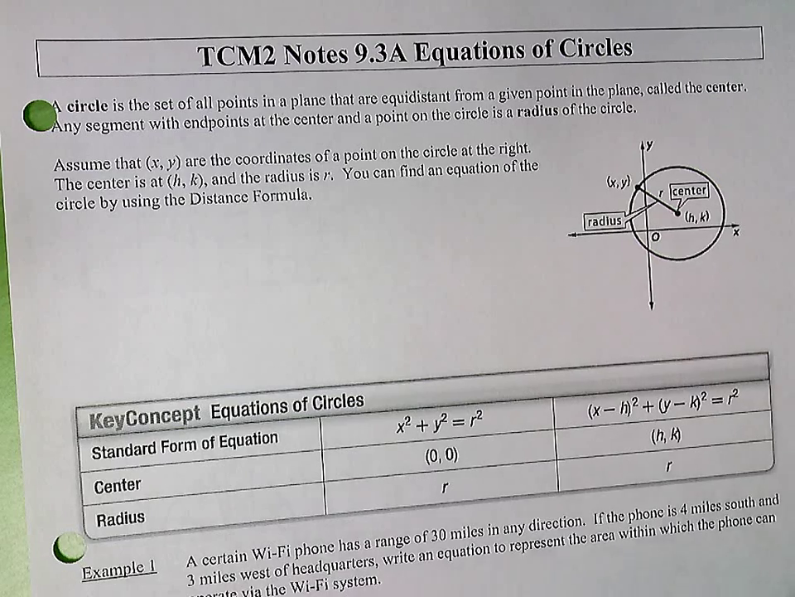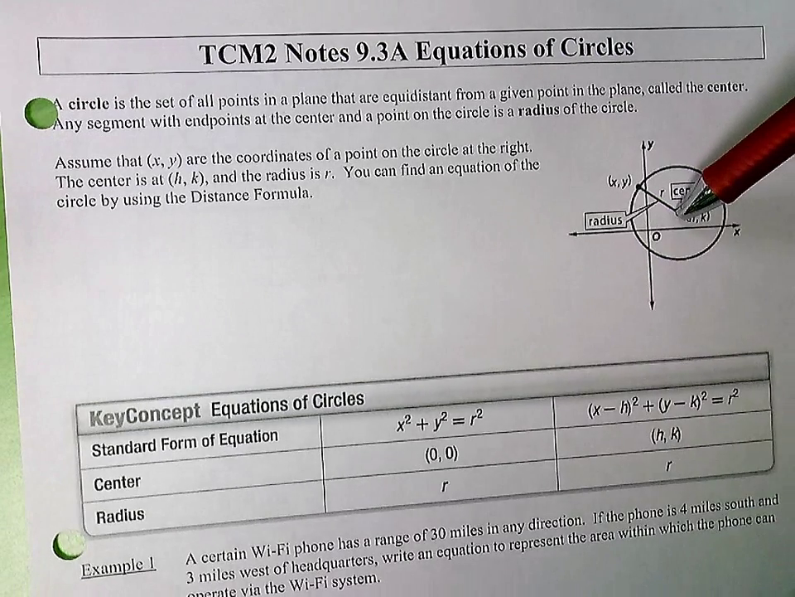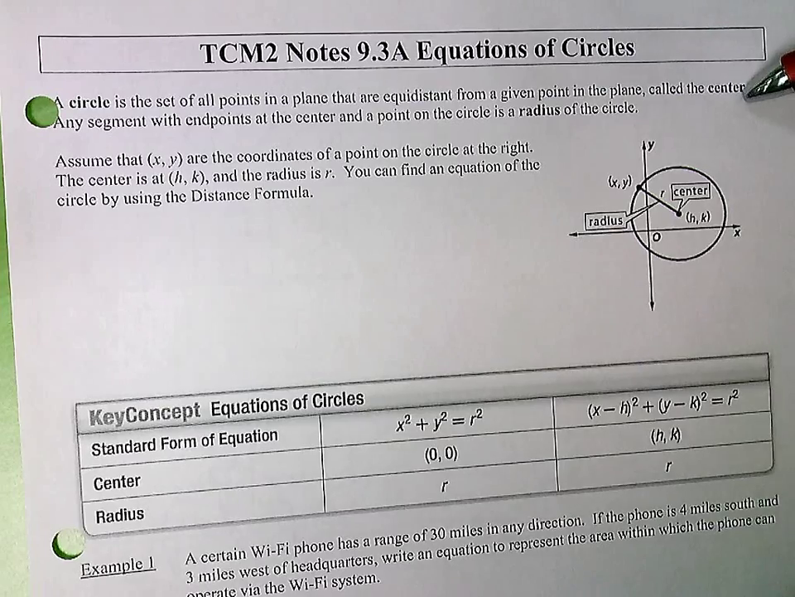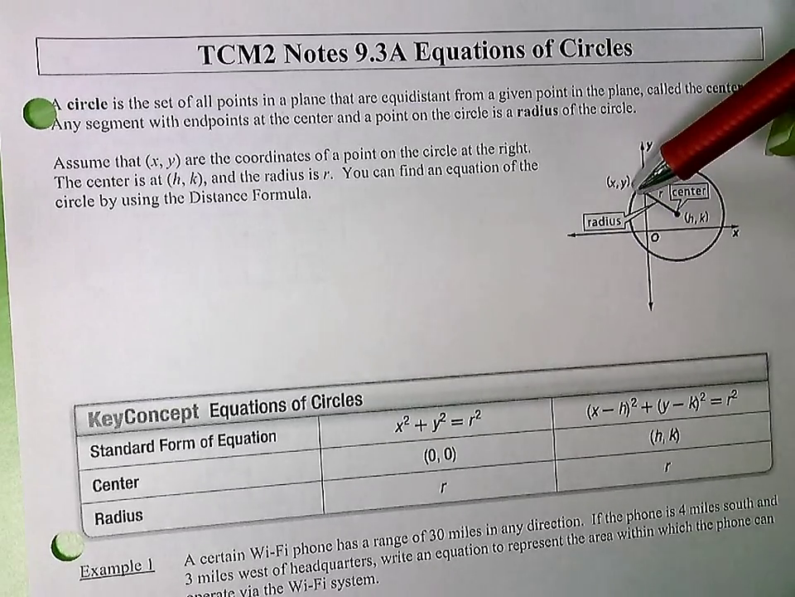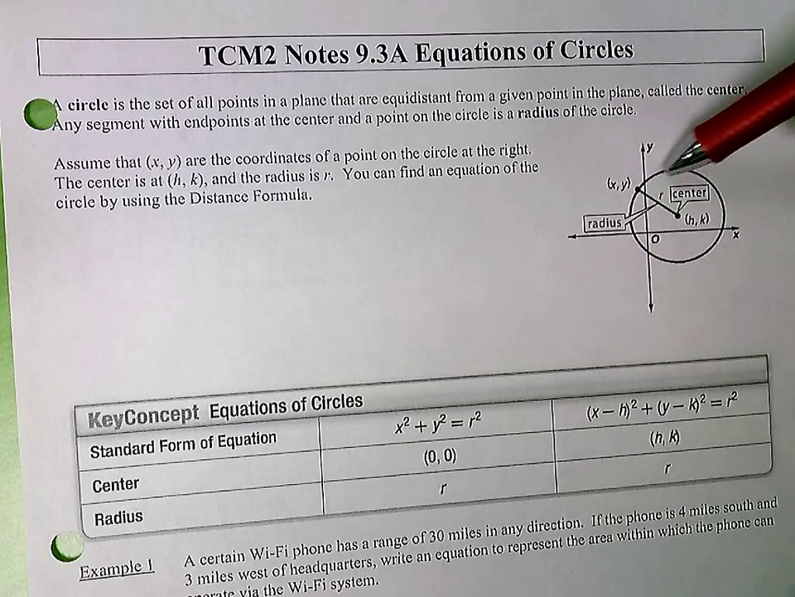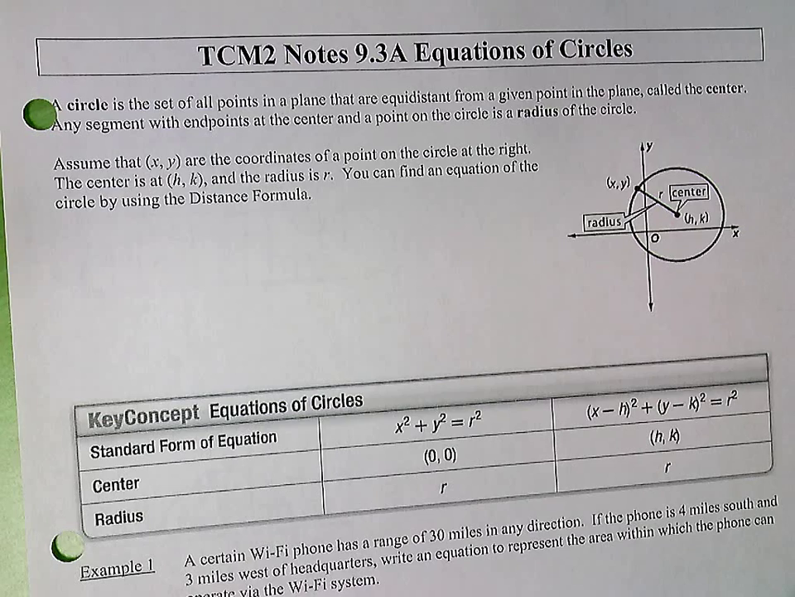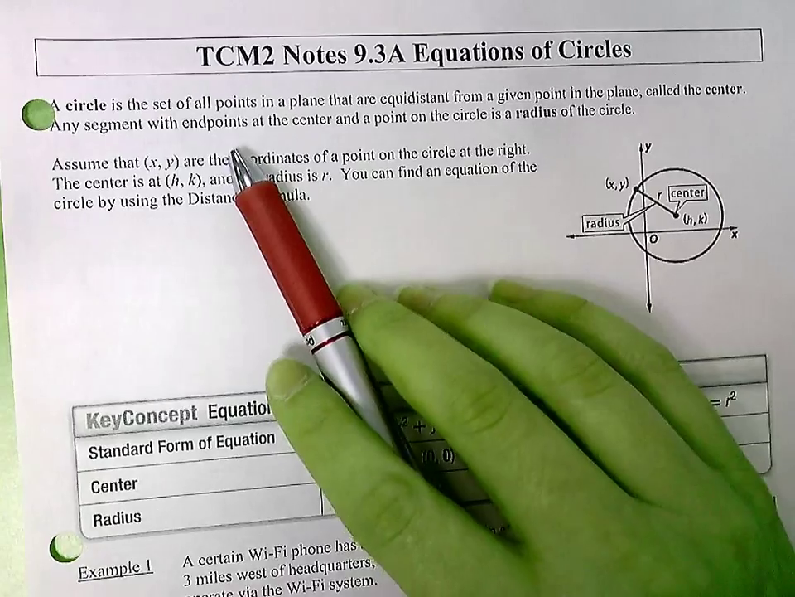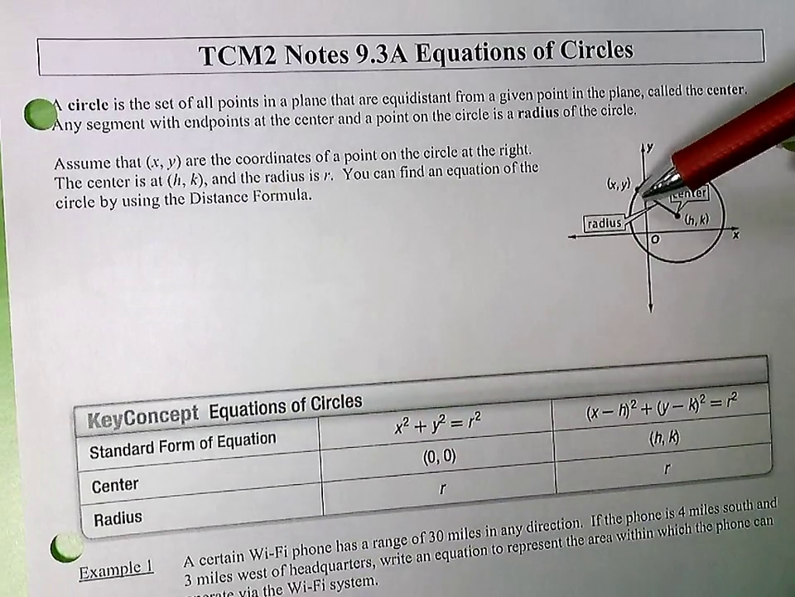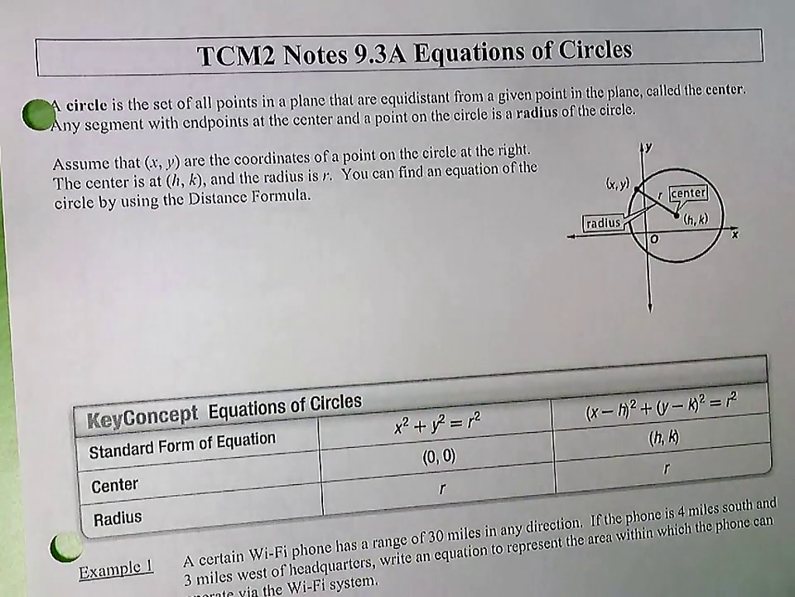A circle is the set of all points in a plane that are equidistant from a given point in that plane. So you have a center and you have a point on that circle. That center is the same distance away from all of those points around that circle. That's what that equidistant part means. Any segment with endpoints at the center and a point on the circle is called the radius.